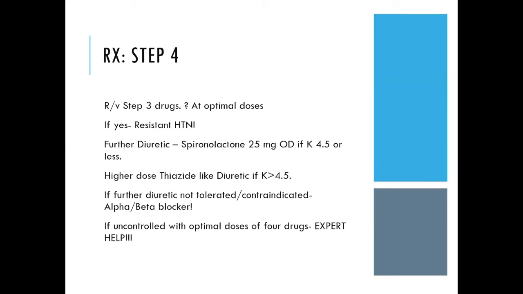In those cases, you could potentially try a potassium-sparing diuretic like spironolactone, 25 milligram once a day, given their potassium is normal. If their potassium is a bit high, then you shouldn't try spironolactone. Rather, you should try increased doses of thiazide if possible. If more diuretics are not an option, then you use either an alpha blocker or a beta blocker.